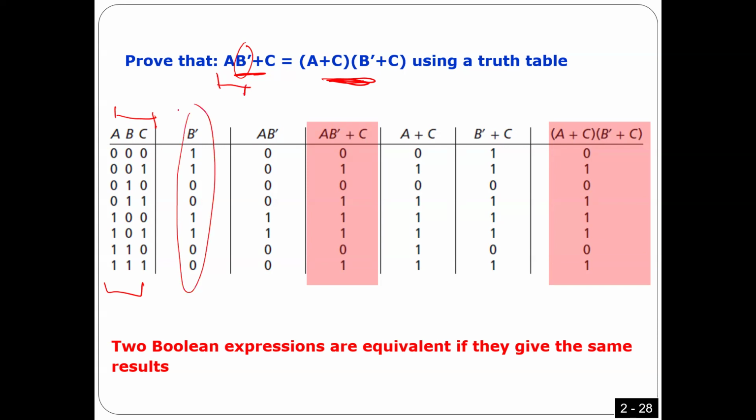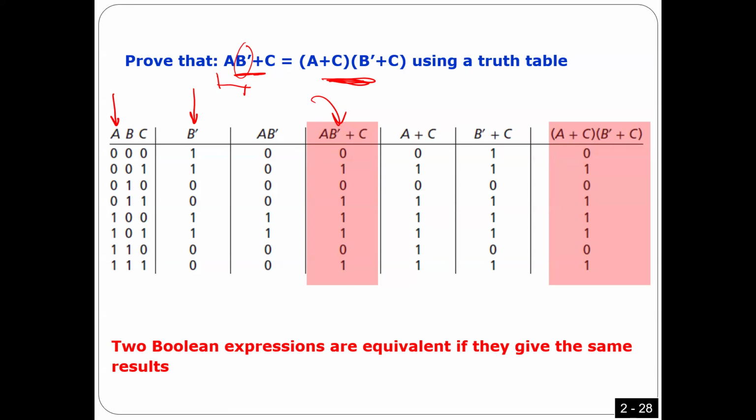So here I calculated B prime. Again, I just did this one to help me calculate this term. So anyway, I calculated B prime. B prime here is exactly like B, but I just flip it: 0 becomes 1, 1 becomes 0, and so on. Then AB prime is easy to calculate because I have A here and I have B prime here. It's easy to calculate, and I told you how we can calculate it.